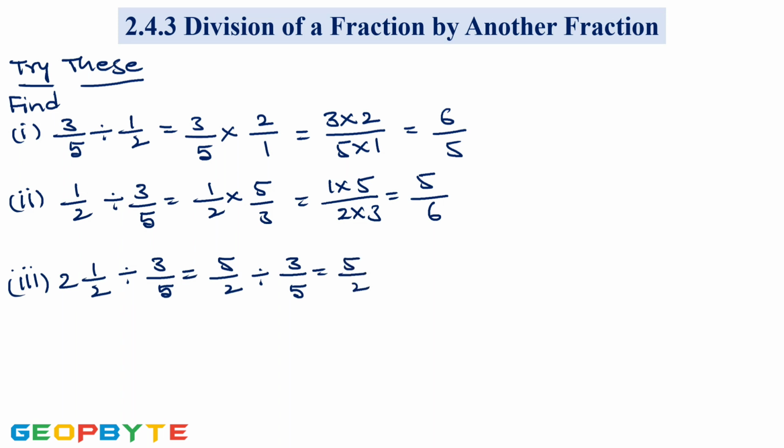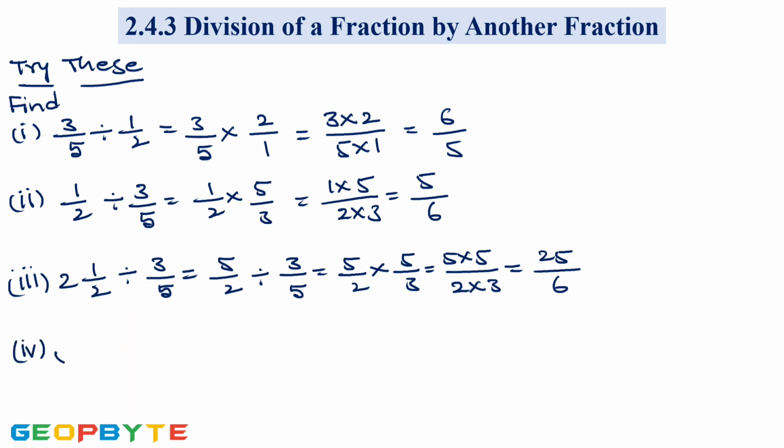For 5 by 2, we need to find the reciprocal of 3 by 5. So 5 by 2 into the reciprocal of 3 by 5, which is 5 by 3. So 5 by 3, which is equal to product of numerators, that is 5 into 5, by product of denominators, that is 2 into 3, which is equals to 5 fives are 25 by 2 threes are 6, 25 by 6. The result of 2 1 by 2 divided by 3 by 5 is 25 by 6.